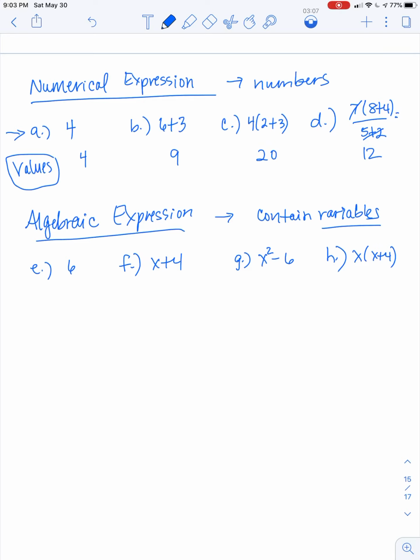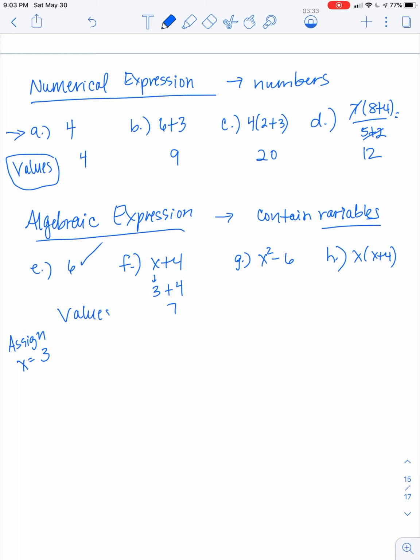Okay, now generally we would assign a value to the variable. So like in this case, let's just assign x the value of 3. So if x is equal to 3. So this is already done. I mean, there's no x there, so there's nothing we can do there. But we could put a 3 in for x, and our value would be 7.